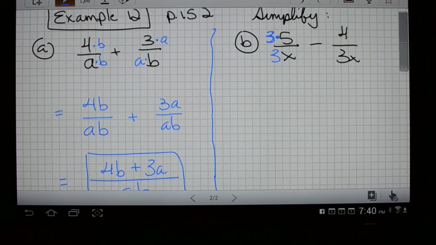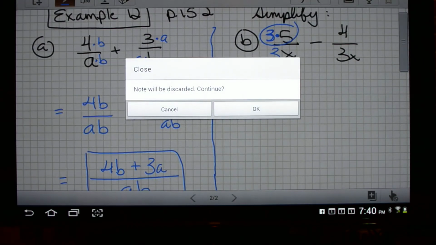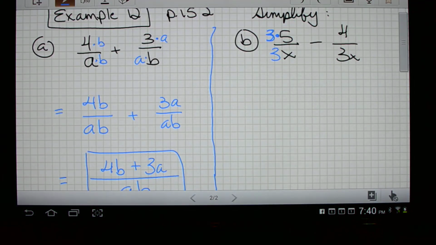Not quite the same, although technically I didn't need to write this times symbol over here, but I did anyway. If I didn't, it wouldn't be a big deal, because I know 3a is 3 times a, whereas here, that might be a problem. So make sure you write that times symbol. So we wind up with 15 over 3x minus 4 over 3x.